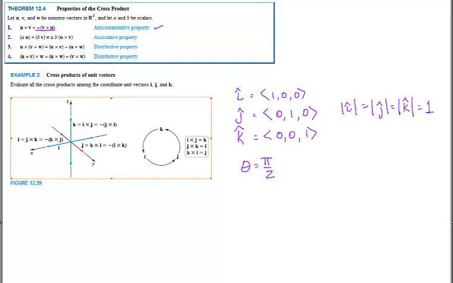So that's very handy. If I were to do, let's say, i cross j, then I would do the magnitude of i, the magnitude of j, times the sine of pi over 2. Notice that this is then going to be just a magnitude of 1 in the direction of k.